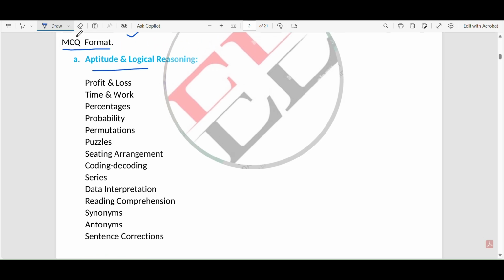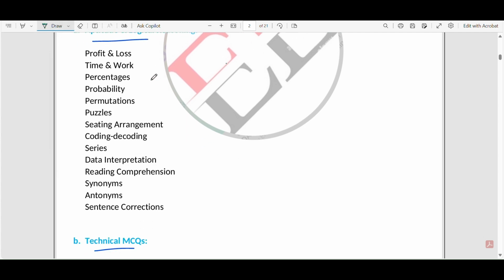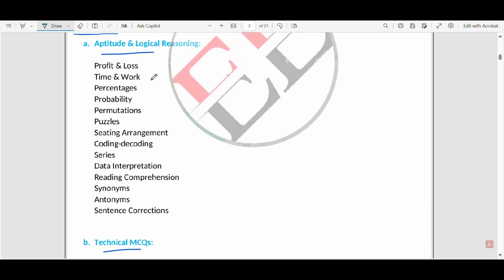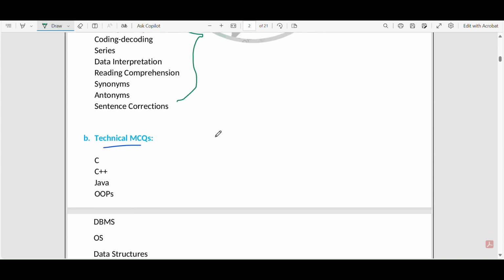In aptitude, there are particular topics that need to be prepared. I have given all the topics which need to be prepared for aptitude and logical reasoning. You can just refer to them, read some formulas regarding them, and go to the test. These are the topics from which you will be getting questions in aptitude and logical reasoning.